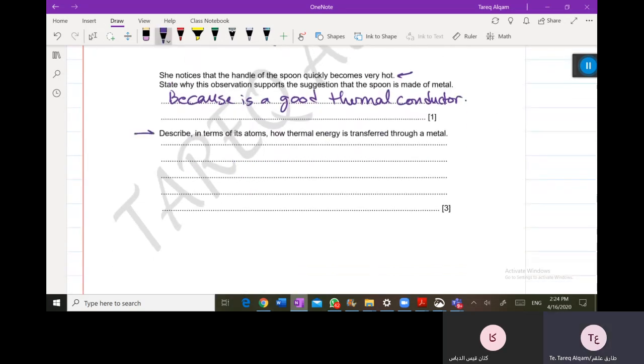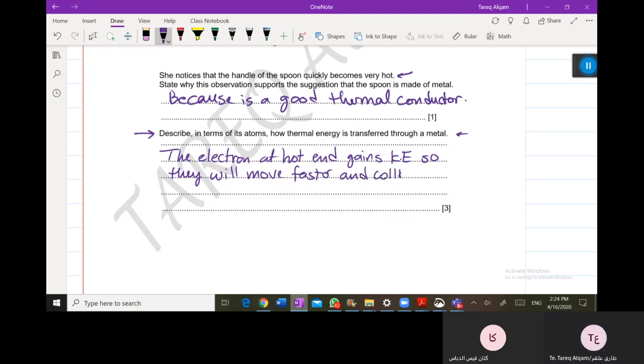Describe in terms of atoms how thermal energy is transferred through the metal. Here, guys, as we mentioned before, the electrons at the hot end gain kinetic energy, so they move faster and collide with other slow electrons at the cold end.